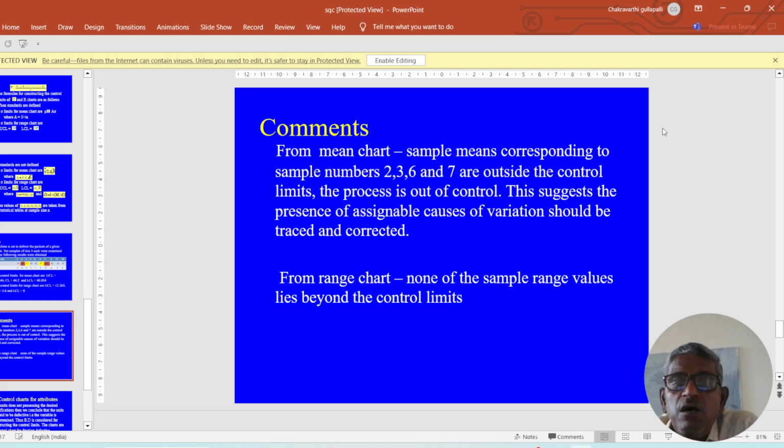So by observing those values, we conclude that the presence of assignable causes of variation should be traced. Assignable causes exist in the samples, so they may be corrected. From the range chart, none of the sample range values lies beyond the control limits.